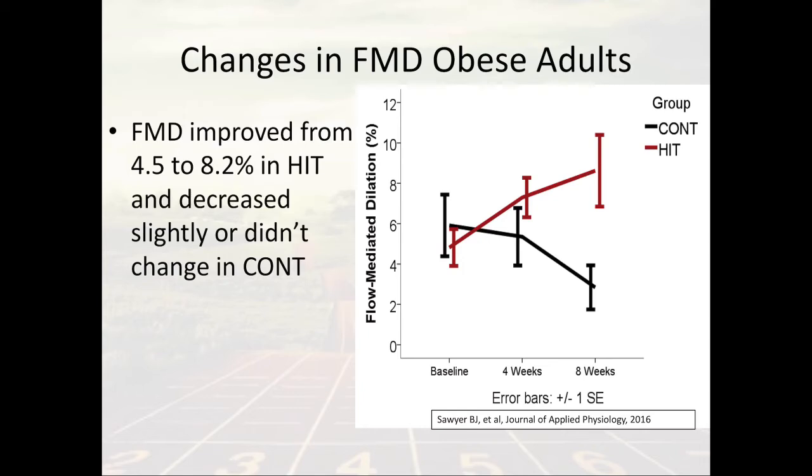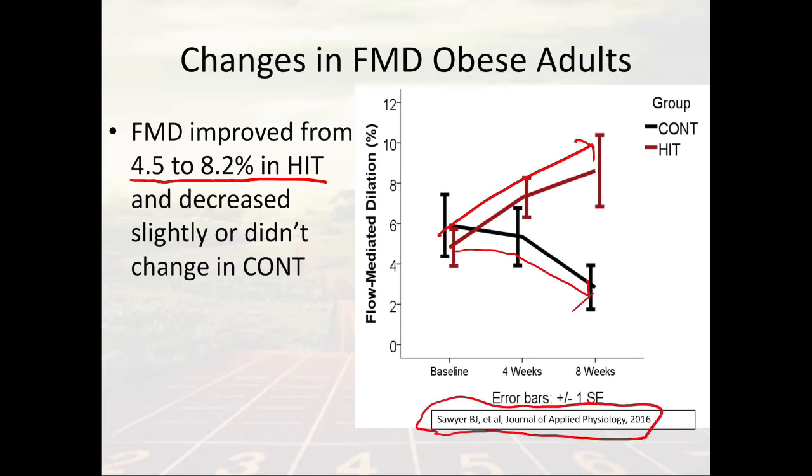So FMD improved from 4.5% in the HIT group at baseline to 8.2 after 8 weeks. We can see that nice clean increase here. What we saw in the continuous group is it almost looks like it goes down, but this is a non-significant decrease. So the continuous group didn't really improve flow mediated dilation at all. And we published this in 2016 in the Journal of Applied Physiology.